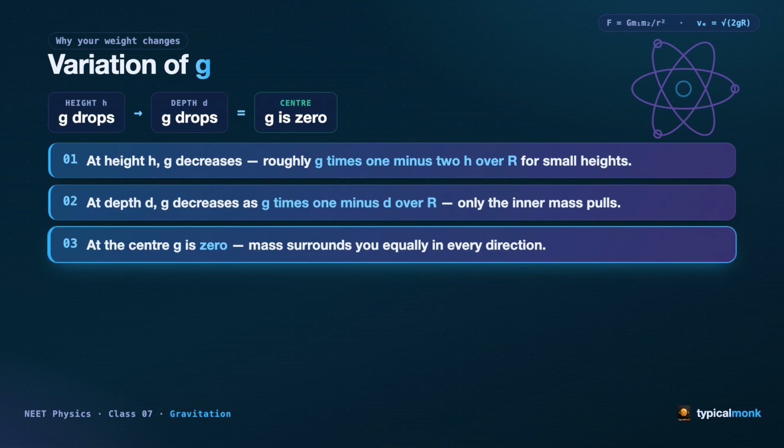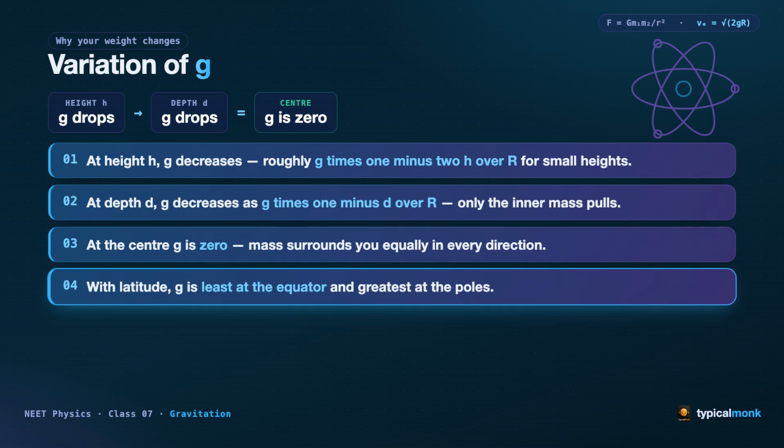Keep going down to the very center, and g becomes 0. Mass now surrounds you equally in every direction, so all the pulls cancel. And across the planet, g is least at the equator and greatest at the poles, partly because the Earth bulges at the equator and partly because the spin subtracts a little at the equator. Remember it simply: you weigh the most standing at the North Pole.